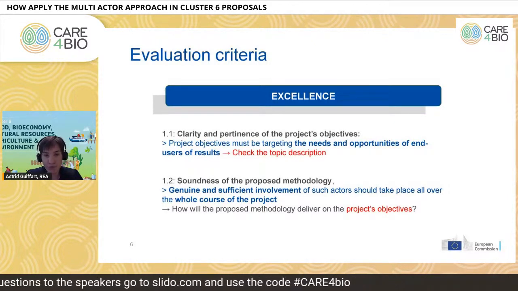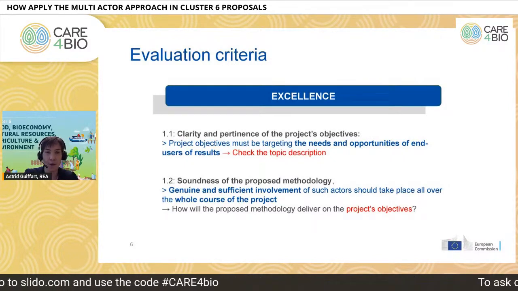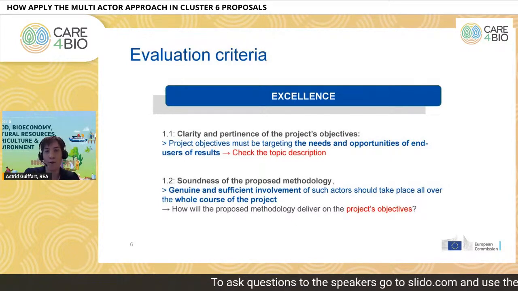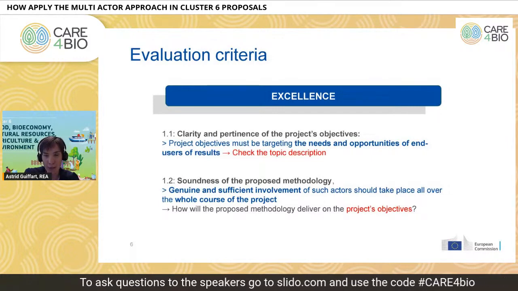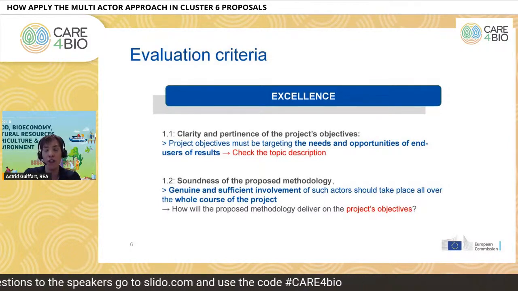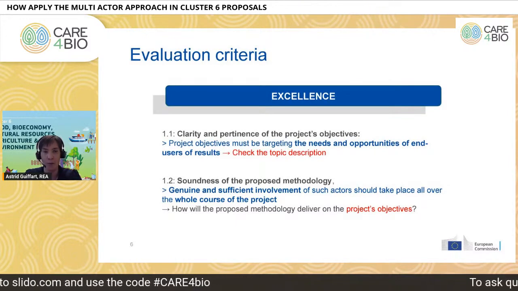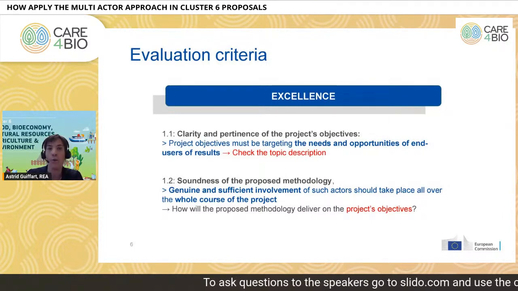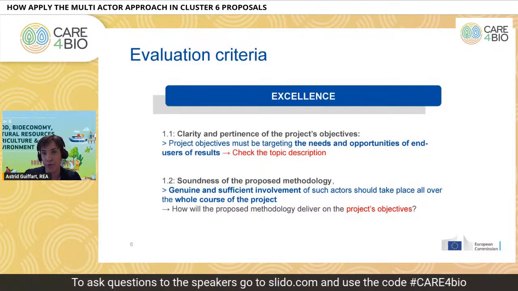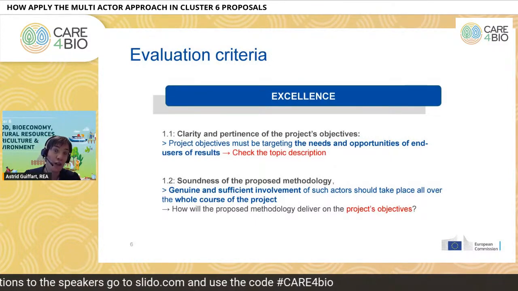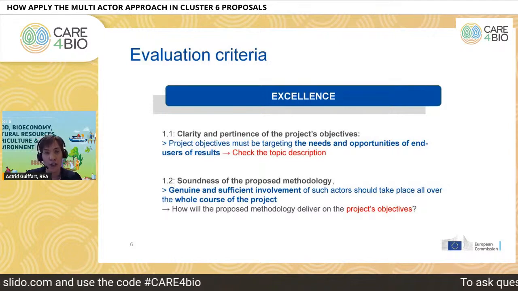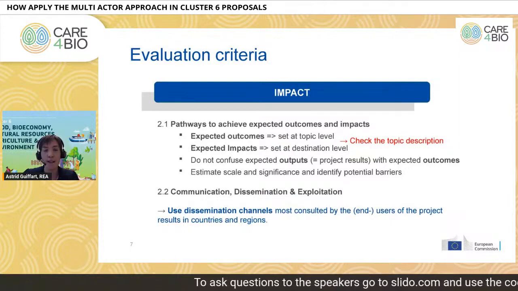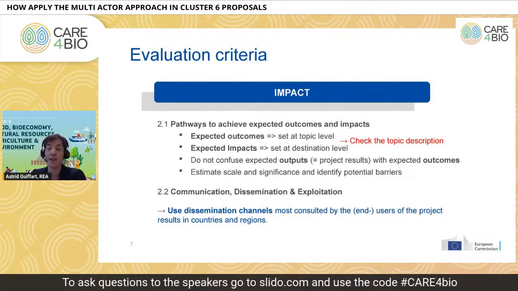And so this is very important to consider. This is a very central part of the multi-actor approach evaluation, because the topic has put the necessary condition: having the multi-actor approach is the condition to achieve the objective of the topic. So indeed, excellence is like determining the scope of the proposal and the main framework, that is the framing of the issue, the framing of the objective, the framing of the approach, the methodology, and so on. So this is a very central part of the evaluation. And then regarding impact, in the topic description, you see the list of expected outcomes.